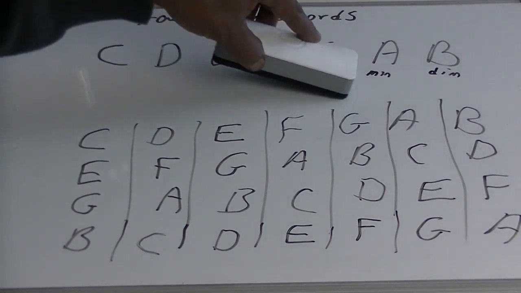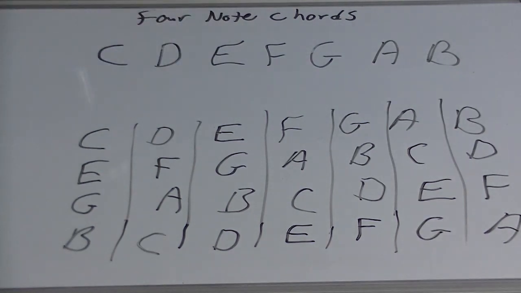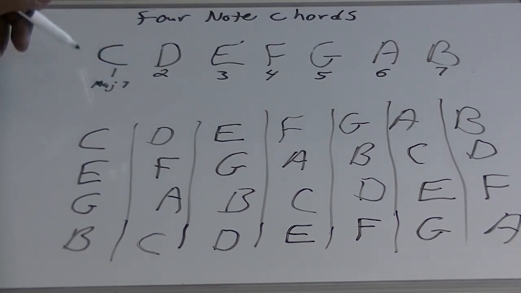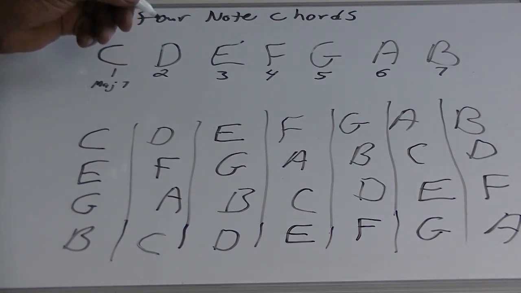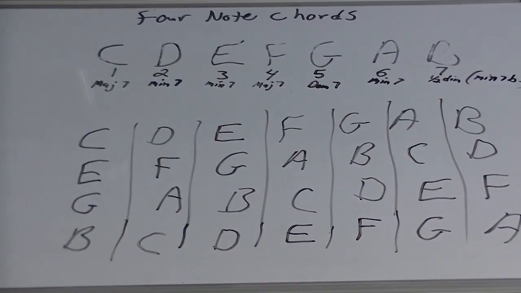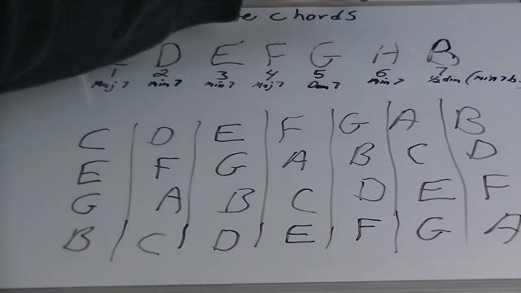So now we have to name these chords, and I'm going to provide you with some additional information. This C chord is known as the C major 7th chord. I'm just going to write MAJ7 to indicate major 7th. And this D chord is known as D minor 7th. So now we have a series of four-note chords which we've built using the notes of our scale.